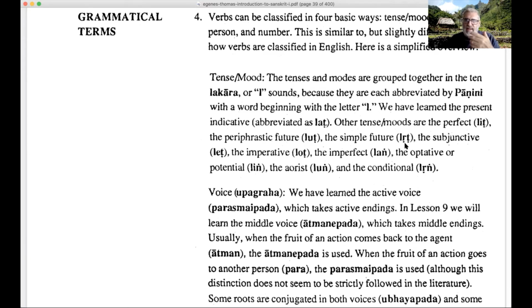We have learned the present indicative, which is abbreviated as lat. So if Dr. Tirunarayan says this is lat lakara, it means it's present tense. However, there are other tenses and moods, like the perfect tense, right? We have such a thing as the perfect tense in English, right? Perfect is a type of past tense, right? It's called lit in Sanskrit. Then we have another tense called the periphrastic future, which is called lut.